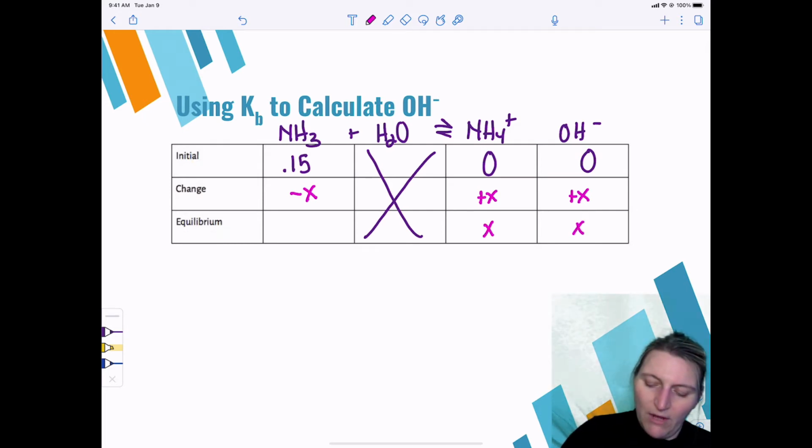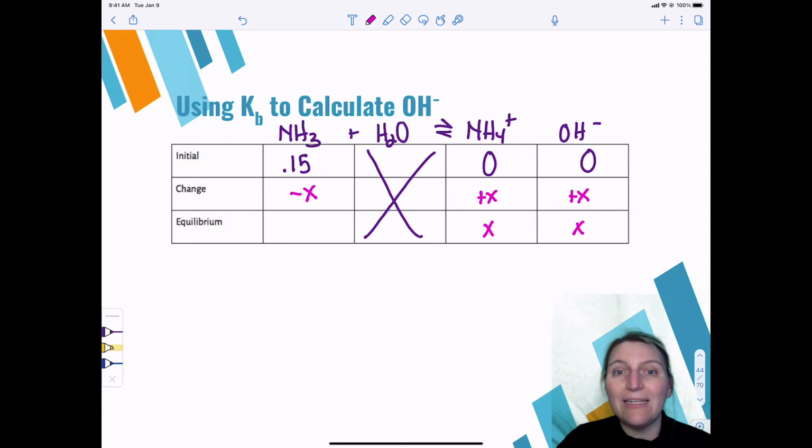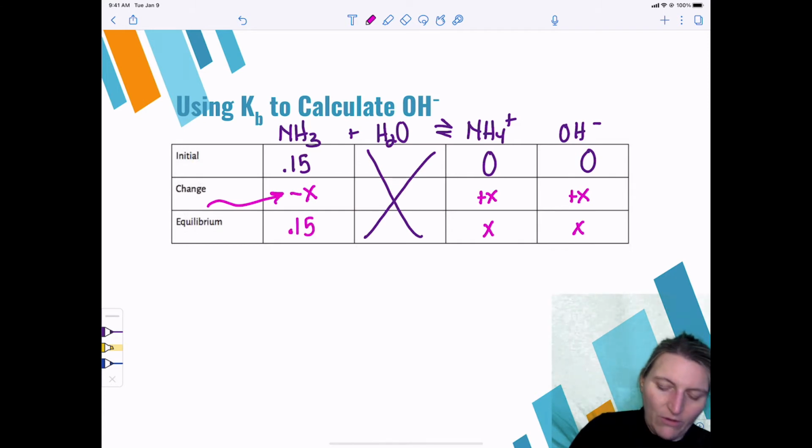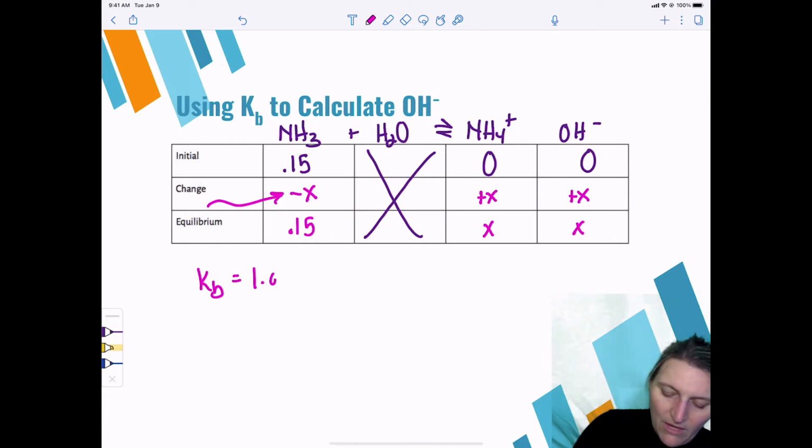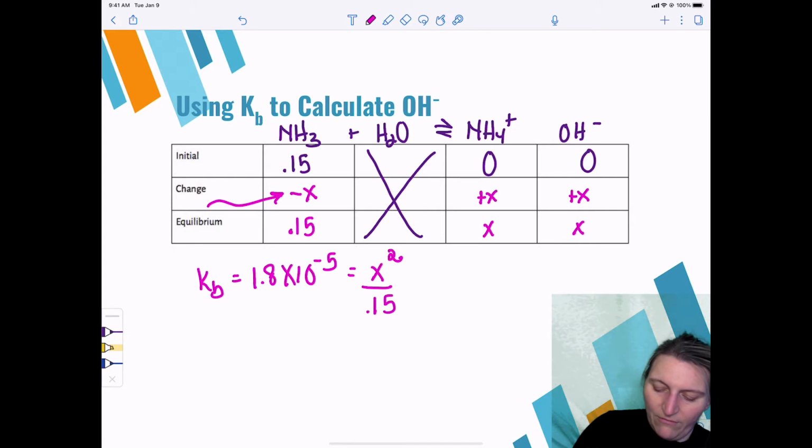These will, of course, become X. And again, with weak acids and weak bases, we are assuming that this right here is negligible. So I'm just going to keep this at 0.15. And then I set up my KB. I can look on that table on the previous page or the back of the book. KB is 1.8 times 10 to the negative 5, and that equals X squared over 0.15.